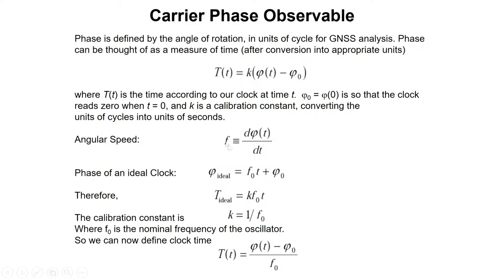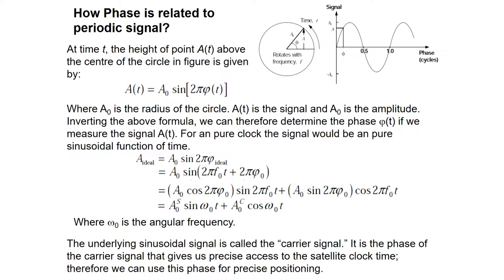When we talk about the angular speed, this is the equivalent formula. And when we talk about the ideal clock, this is the formula: f naught t plus phi naught. If there is ideal time, then how would the equation look? When you implement this formula into this equation, you get the ideal time, where k is equal to 1 upon f naught, and f naught is the nominal frequency of the oscillator. When we put this k into this equation, ultimately we get the clock time, and this is the equation.